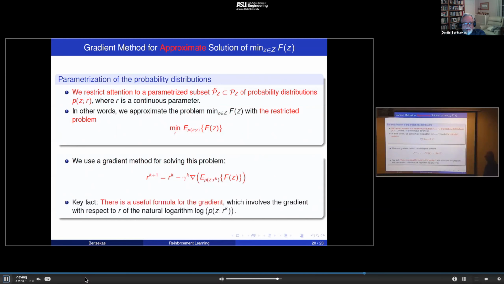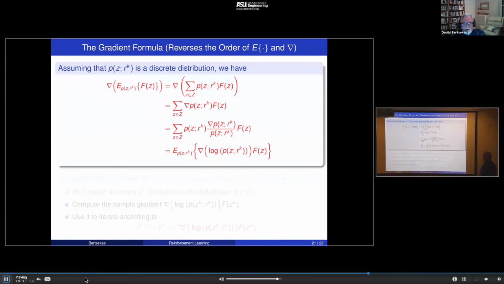Now, how do we calculate this gradient? That's the big question. Calculating this gradient looks very formidable, but it turns out that there's a useful formula that can be implemented in a nice and convenient algorithm. This formula involves the gradient with respect to R of the logarithm of the probability distribution. In the reinforcement learning literature, this is called the gradient trick. And here it is.